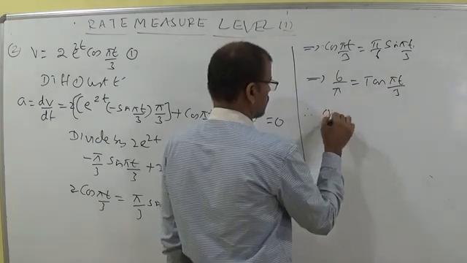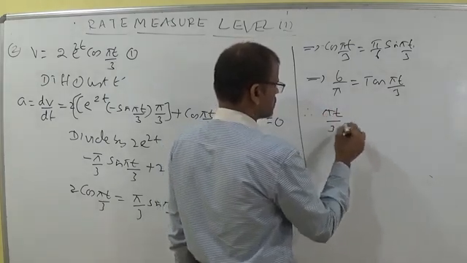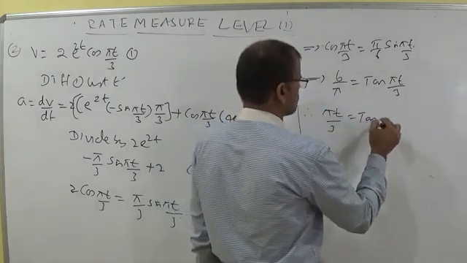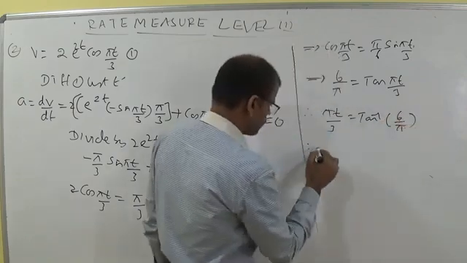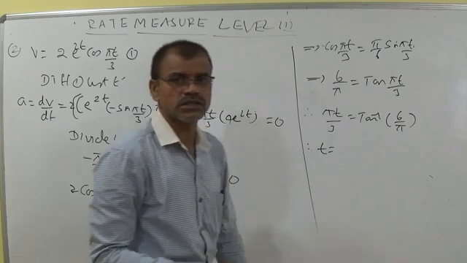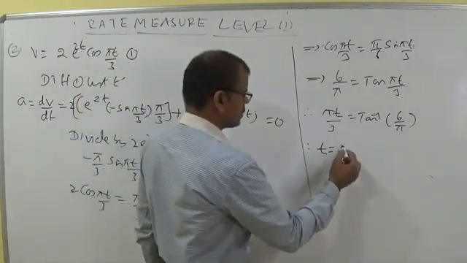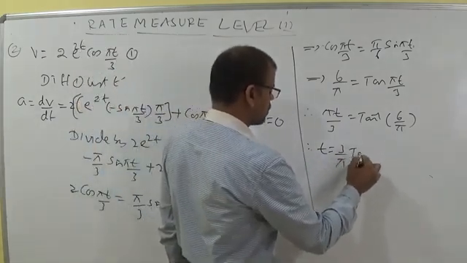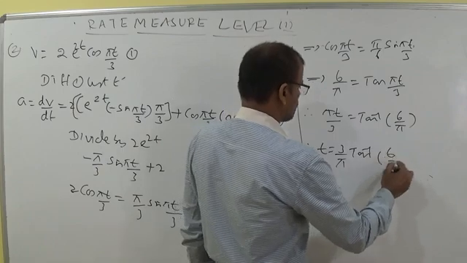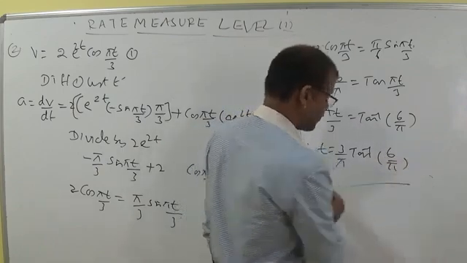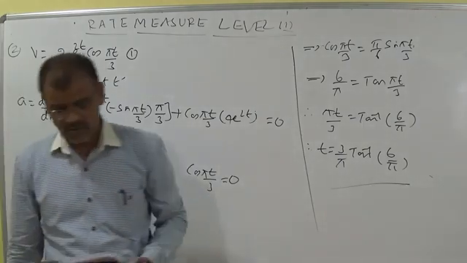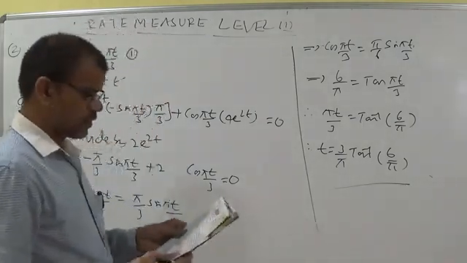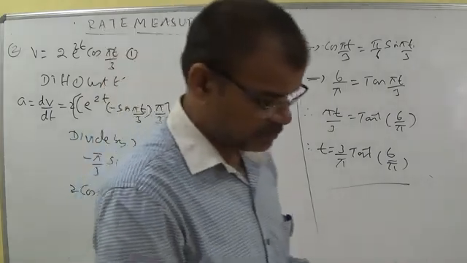Therefore, πt/3 is equal to tan inverse of 6/π. He is asking about t, so t is equal to 3/π into tan inverse of 6/π. That is the time. Here it is the third option.